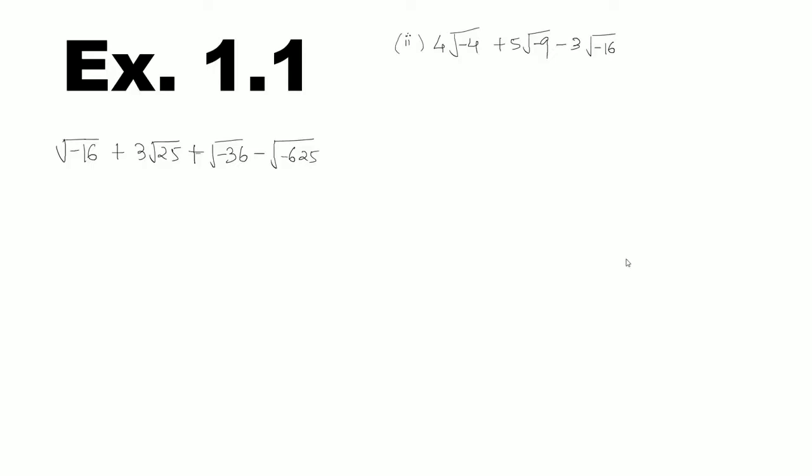The very first question of this exercise is root of minus 16 plus 3 root 25 plus root of minus 36 minus root of 625. As we know, we are into complex numbers. Root of I is equivalent to root of minus 1. We should also know the value of I square, as root of minus 1 into root of minus 1 gives directly I square. This you have to keep in mind.